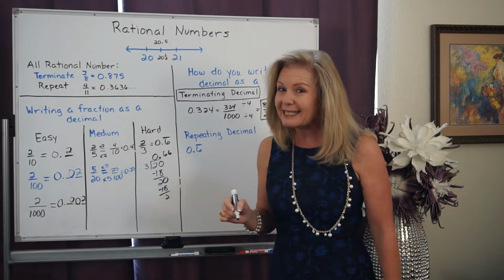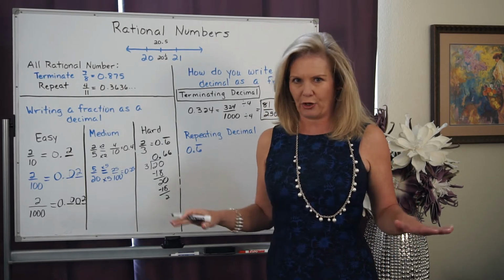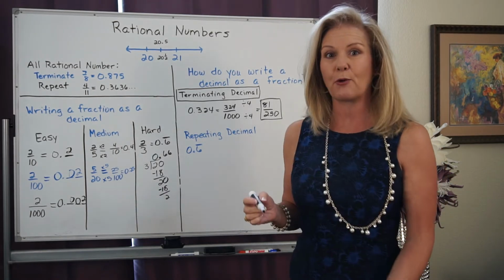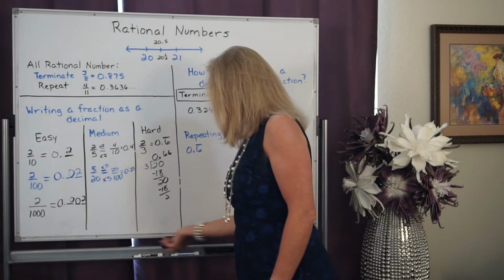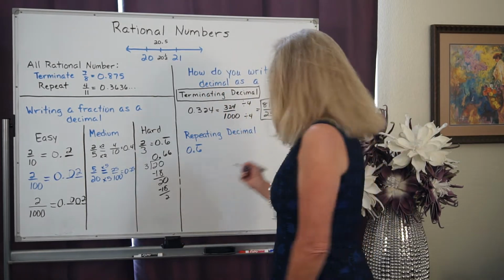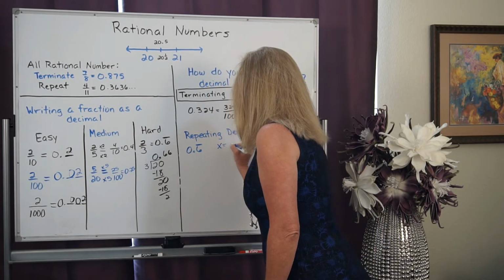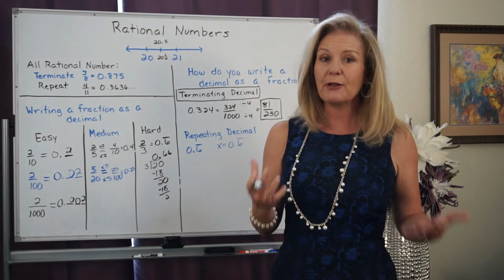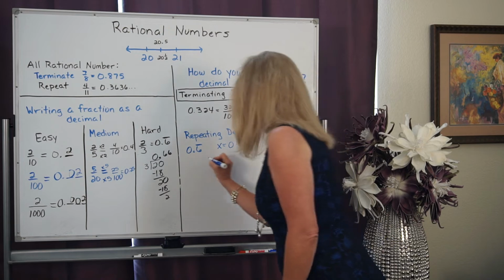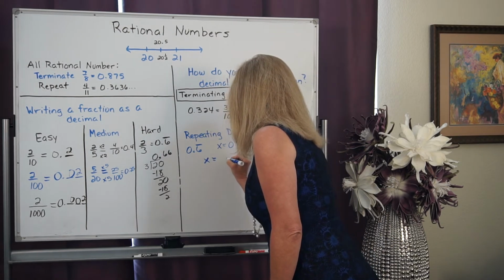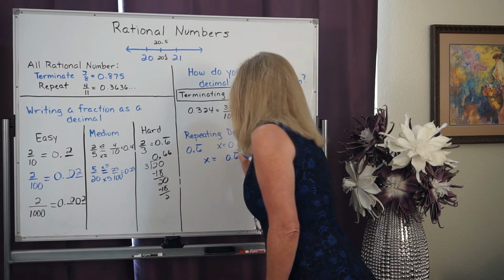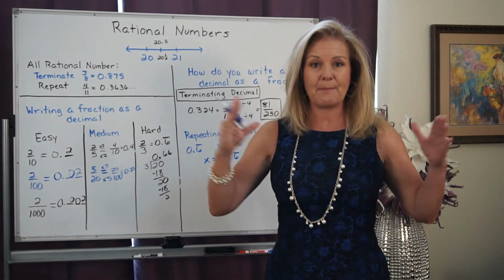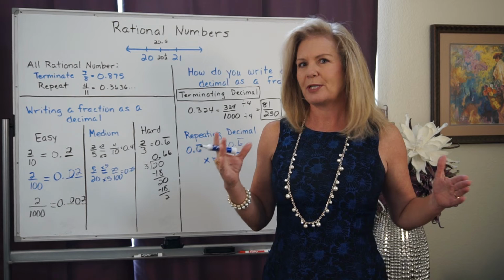Now a repeating decimal, that's a bit harder. So what we're going to do is we're actually going to create an equation for the repeating decimal. So my first step, I want to take x and I just want to set it equal to that repeating pattern. Now I'm going to create my equation. So I'm going to say x equals 0.6 repeating.